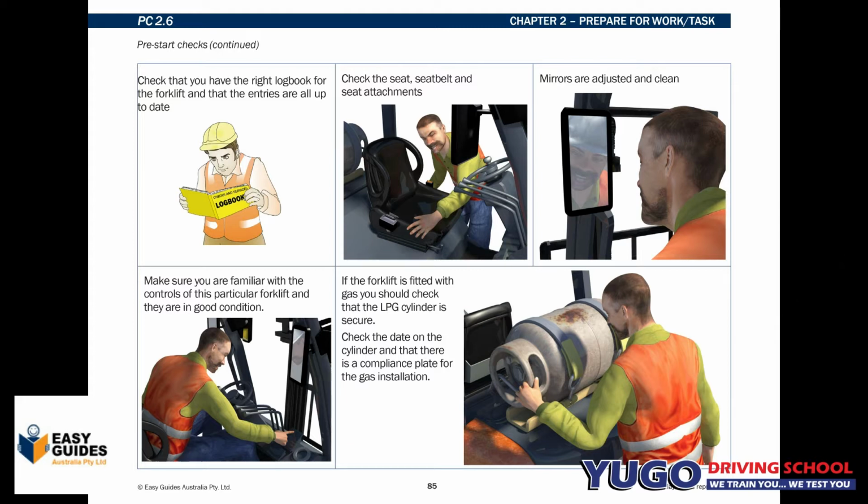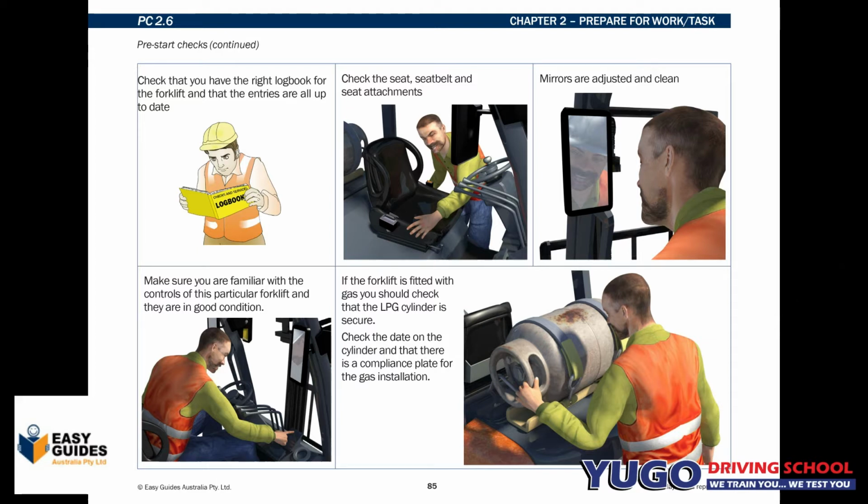Mirrors are adjusted and cleaned. You make sure you're familiar with all the controls. Check all your controls. Make sure they're working. There's no pins dislodged. There's no broken springs in the levers. They are fully functioning. Everything that clicks and clacks on your forklift, it's clicking and clacking like it should be.